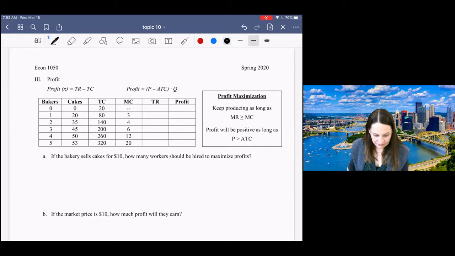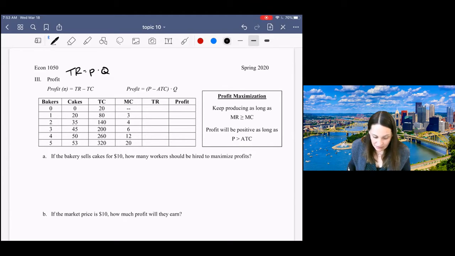So profit is equal to total revenue minus total cost. Remember, total revenue is all of the money that you bring in, okay? Total revenue is price times quantity. And then we've just learned how to calculate total cost. So if we take all of our revenues minus all of our costs, what we're left with is our profit.